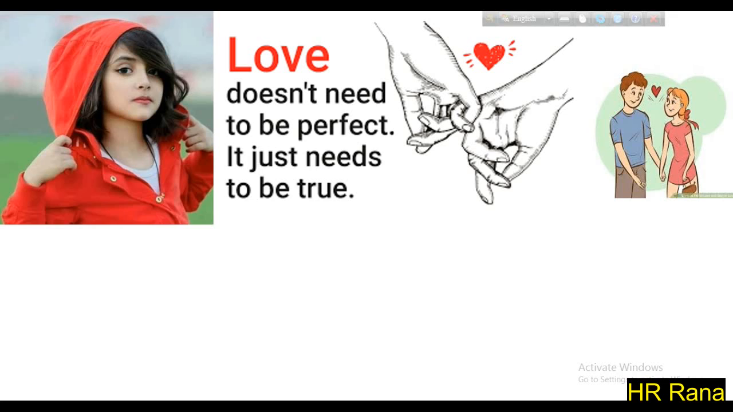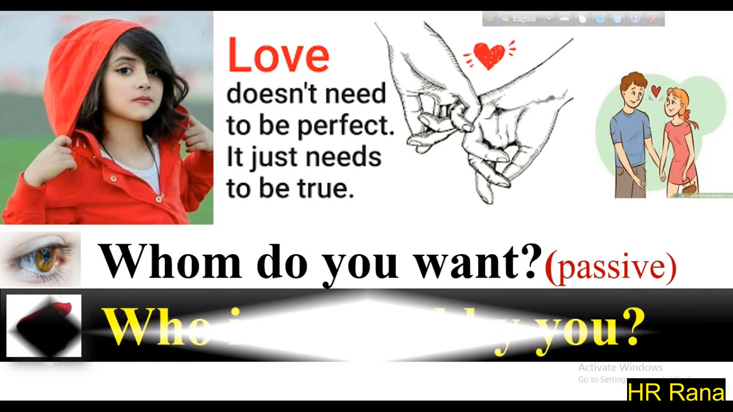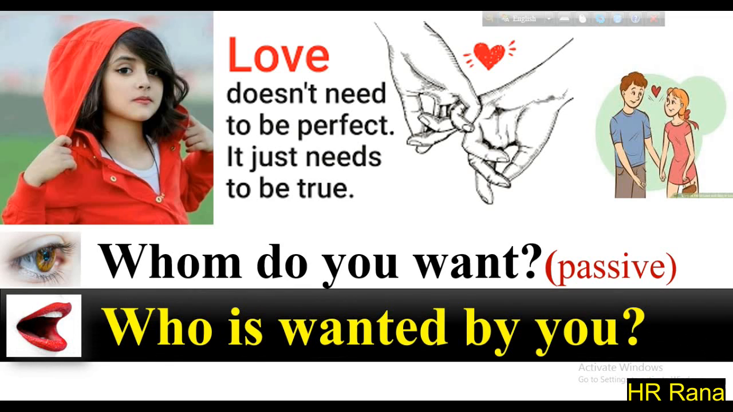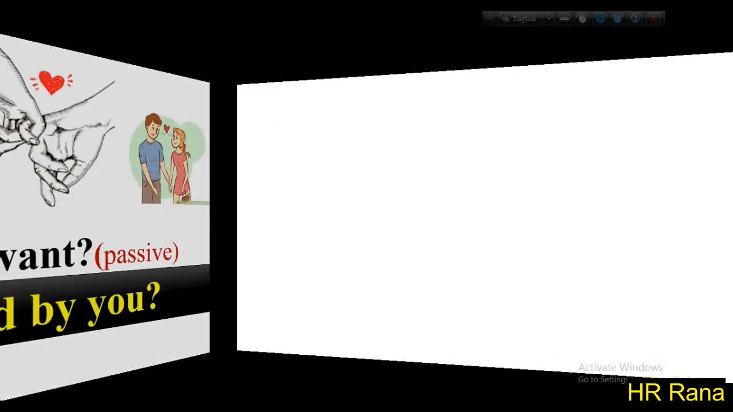Okay, love doesn't need to be perfect, it just needs to be true, right? Okay, a sweet sentence here. Whom do you want? Tumi kake chao, right? Dear students, whom will be who. Check your answer. Whom here becomes who, then do here is the base form, so am, is or are according to the subject. Who is, and want here becomes wanted, and then preposition by, and then the object you. Okay, just a note, whom will be who. In active voice whom, in passive voice that will be who.